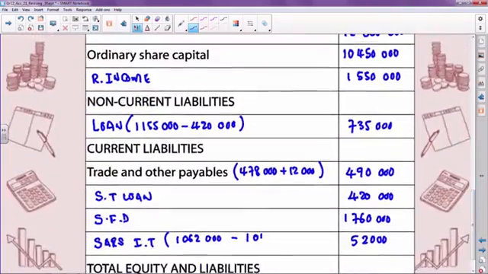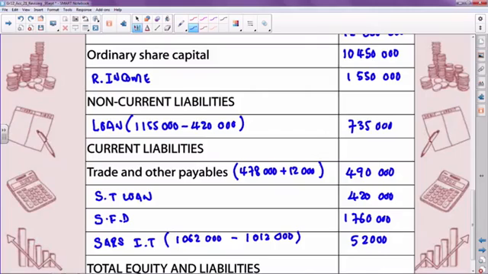Okay. And therefore, when we did the calculation, we found that we had SARS income tax as a balance of 52,000 rand. Okay, this means that the amount that you paid to SARS was not enough to cover your tax assessment for the year, and as a result of that, you were left with a liability of 52,000 rand, which you still owe to SARS.